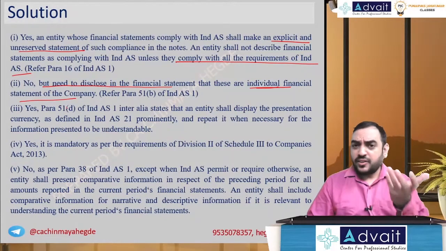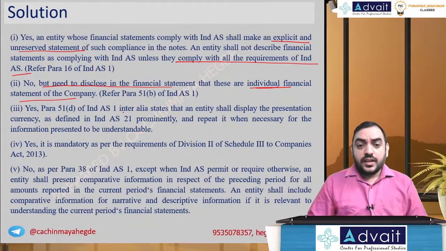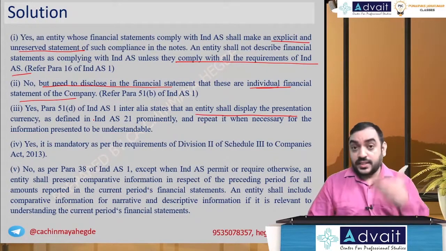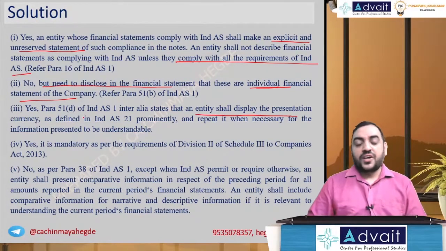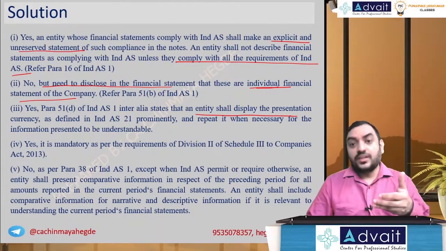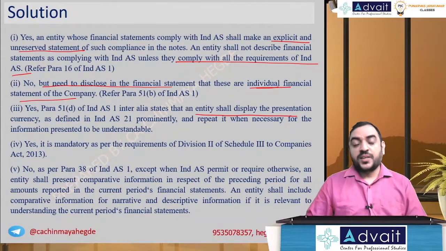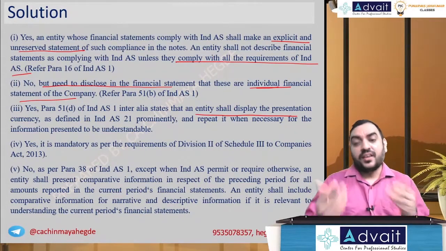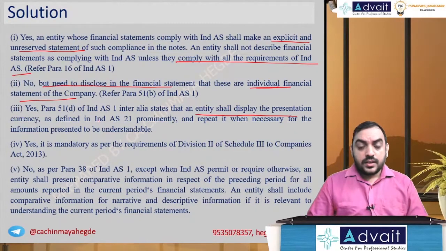So as per paragraph, if you don't write the para number it is also fine, an entity shall display the presentation currency. Sorry, I used the word functional; it is presentation currency. Functional currency is for you to account the transactions. You will learn in Ind AS 21. Presentation is to prepare financial statements.